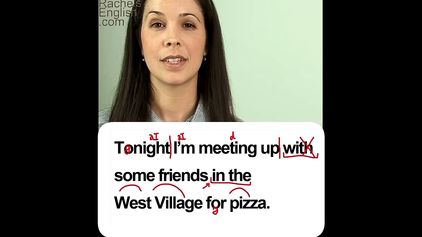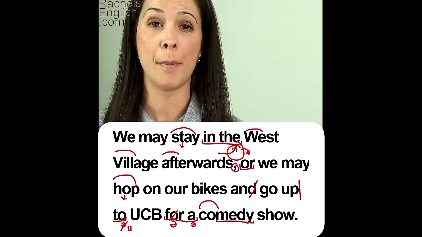And our last one, a monologue about evening plans. Tonight, I'm meeting up with some friends in the West Village for pizza. We may stay in the West Village afterwards, or we may hop on our bikes and go up to UCB for a comedy show. And now for that analysis.